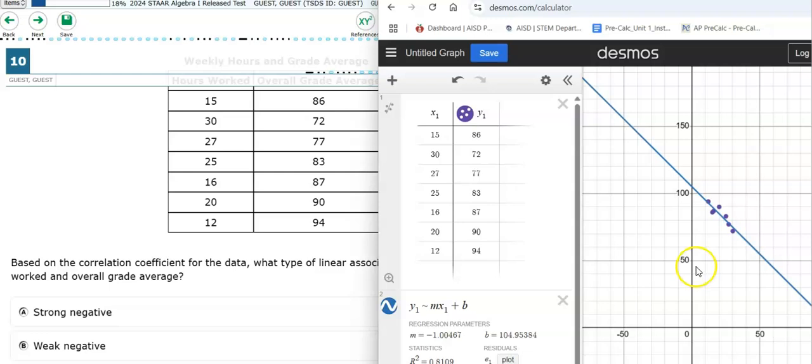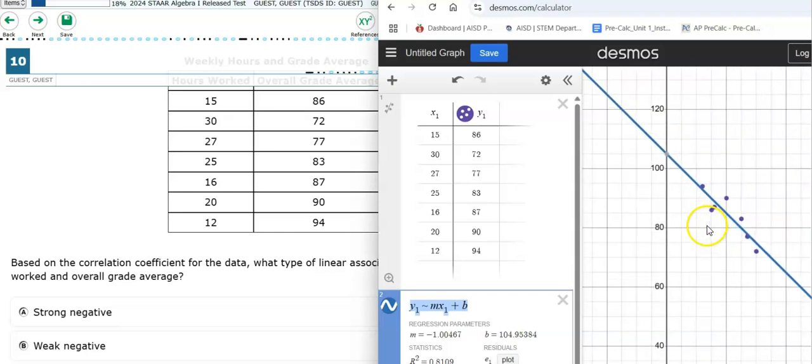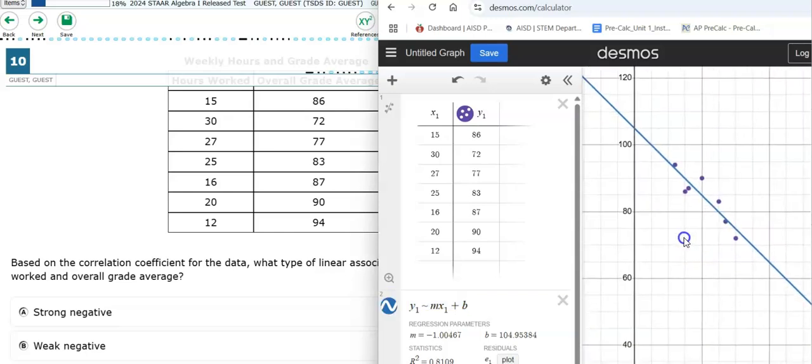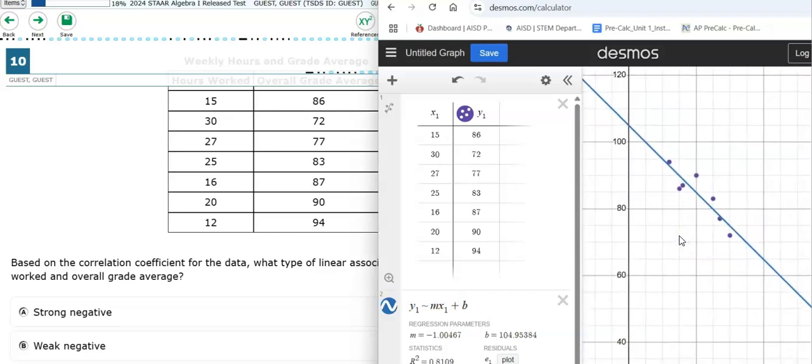All right, so the blue line is what happens after I wrote this. All these dots that we see here are the coordinates that I just put in this table. So if we look at the line, is the line going up or down? It's going down, so it's negative. And I would say it's strong negative, because these dots are all pretty close to the line. They're all very close.